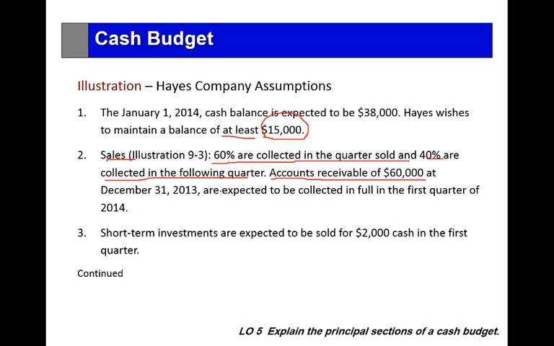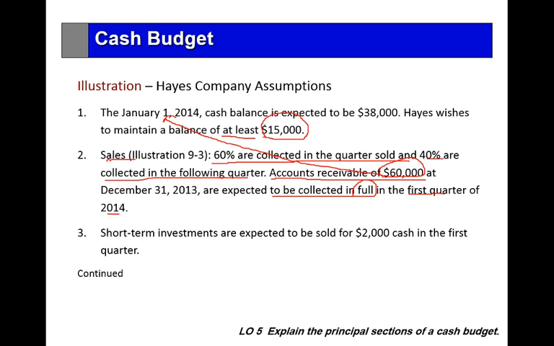This balance, accounts receivable of $60,000, is the beginning balance on the 1st of January 2014, and is expected to be collected in full in the first quarter of 2014. You remember from the first budget we prepared, the sales budget, we have the revenue for the first quarter, the second quarter, and the third quarter.